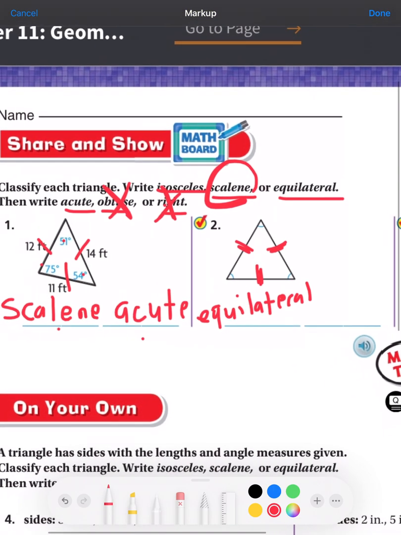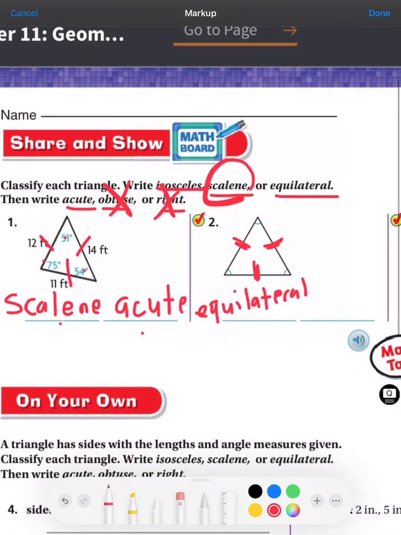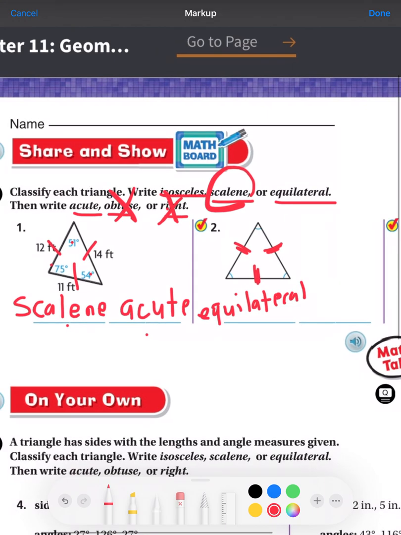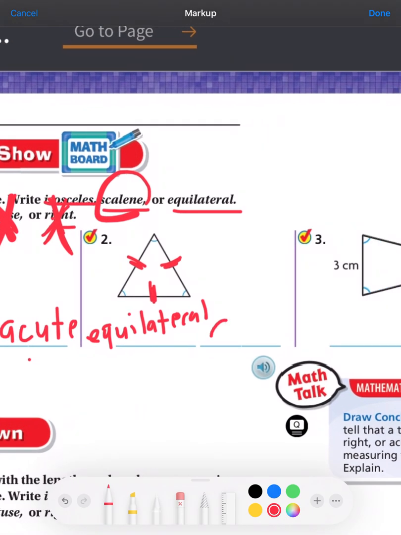And when we think about the type of triangle it is in relation to its angles, it's not a right, it's not obtuse. We got another acute triangle here.